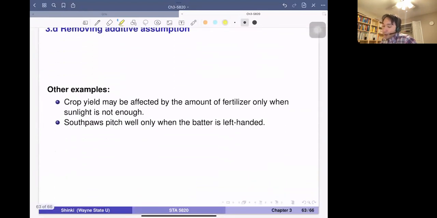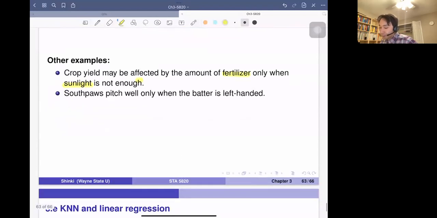And some other examples. It's very natural to consider interaction. For example, the crop yield may be affected by the amount of fertilizer only when sunlight is not enough. Usually, the crops grow as long as the natural condition is good, and maybe soil is good enough. But if the soil is bad and the sunlight is not enough, then fertilizer helps a lot to grow the vegetables, for example. So the interaction between the fertilizer and the sunlight is high.